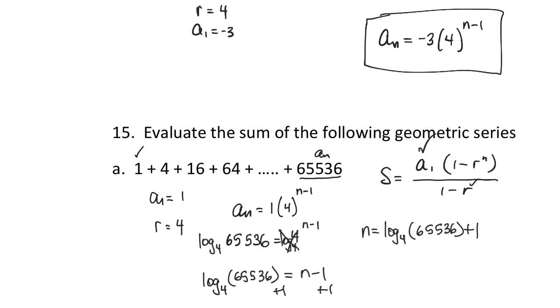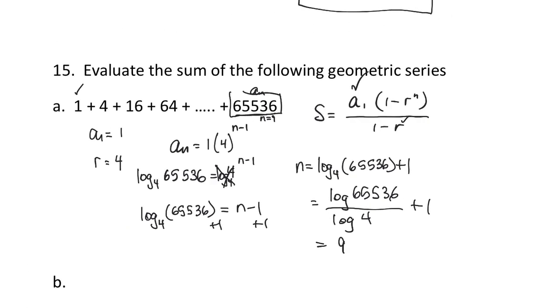65,536 plus 1. Now we need to figure out the exact value of this. Can't do log base 4 in a calculator, so we need to change that using the change of base. So log base 10 now of 65,536 divided by log 4, and then we add 1 to that. And that'll give us the value of n. So it turns out the log base 10 of 65,536 divided by the log base 10 of 4 is 8, and then 8 plus 1 is 9. So this term right here is when n equals 9, so that's the 9th term.